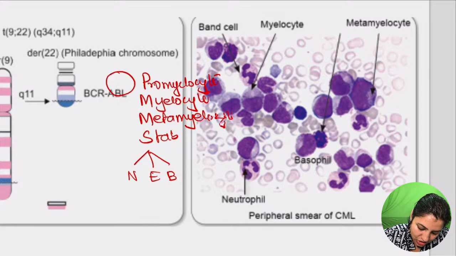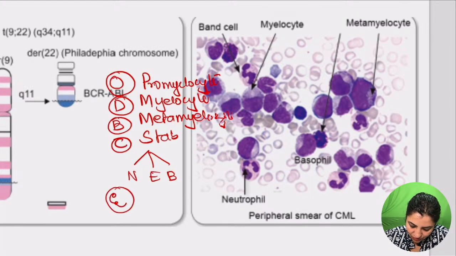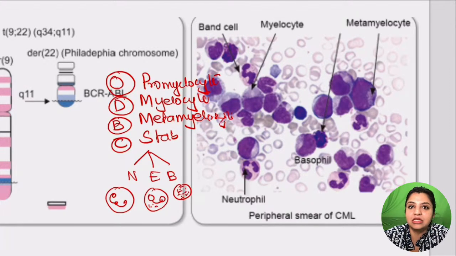Remember, the nucleus shape is what tells you the answer. Remember the code O, D, B, and C. O-shaped nucleus is promyelocyte, D-shaped nucleus is myelocyte, B-shaped nucleus is metamyelocyte, and C-shaped nucleus is stab. Neutrophil has 3 to 5 lobes. Eosinophil is spectacle shaped, with a lot of red color granules. Basophil has coarse granules, so you can't even see their lobes.